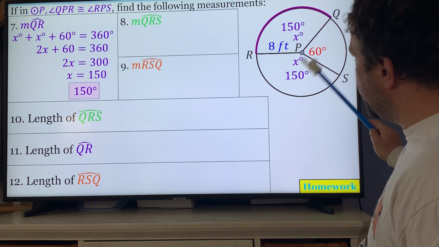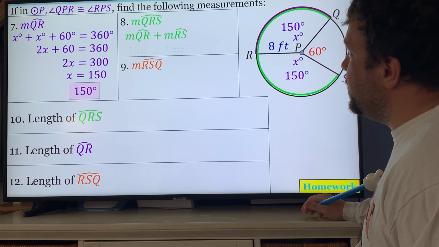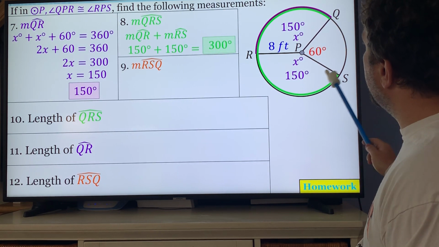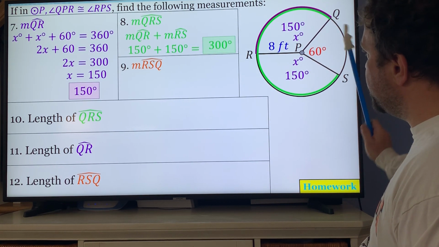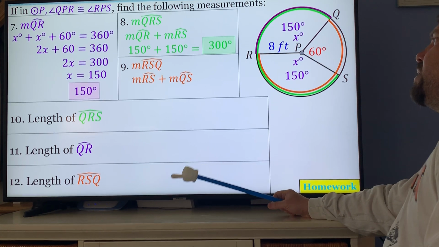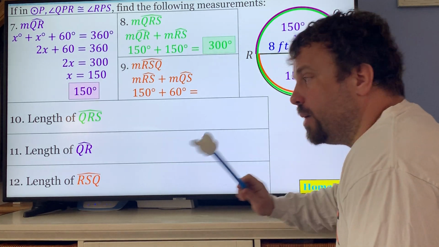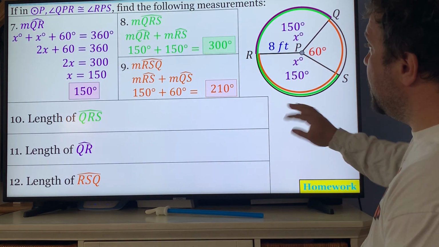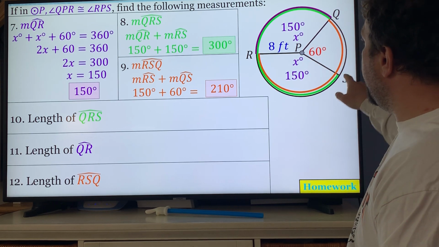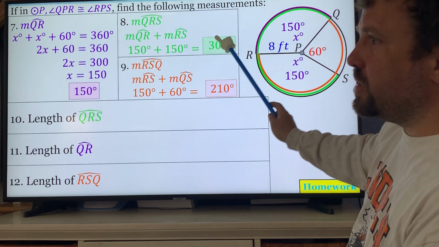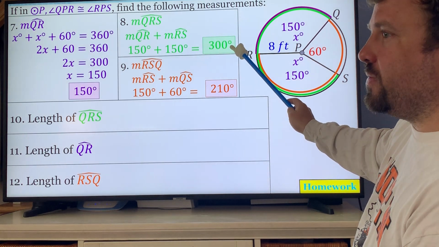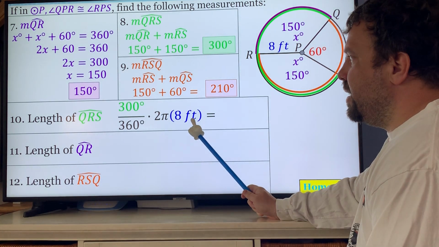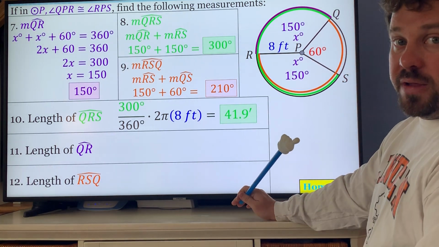Find QRS. QRS, well, 150 and 150. You would add them together and you would get 300. RQS, 150 plus 60, and we did this last lesson. And you get, as an answer, 210. Got it? Find the length of QRS. All right, so now we're finding length. So QRS. Well, we said QRS is 300 degrees. So 300 divided by 360 times my radius is 8. 2 pi 8. And your answer is 41.9 feet.